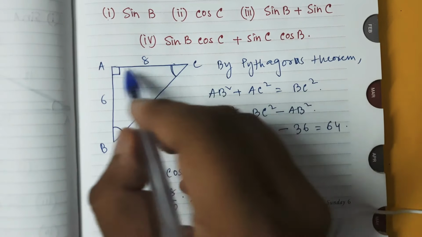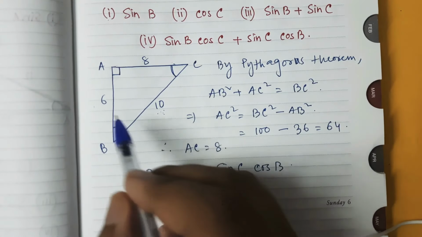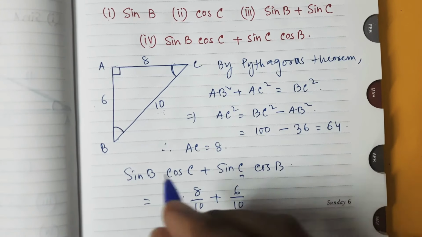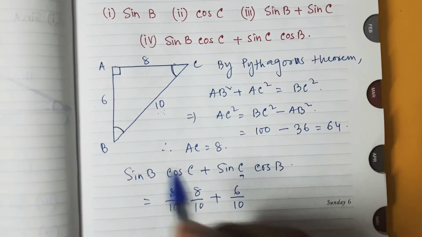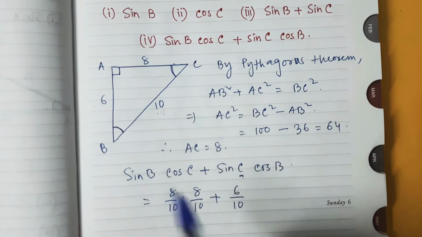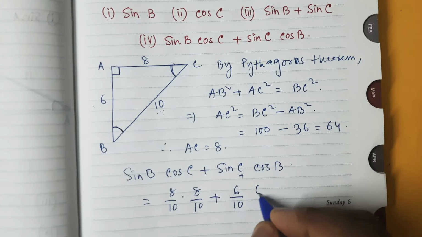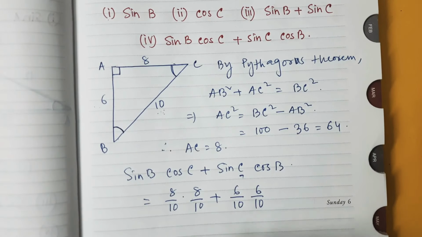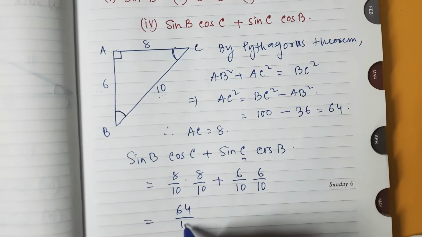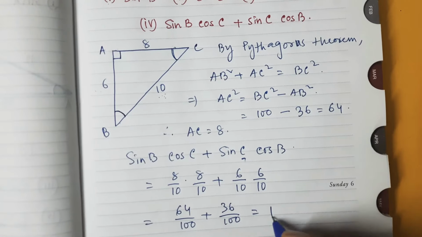So this is the angle, this is the base, this is the perpendicular, this is the hypotenuse. So perpendicular by hypotenuse, it will be 6 by 10. And cos B, the angle they are considering, that's why this is the angle, that means this is the base, this is the perpendicular. So what is the formula of cos B? Base by hypotenuse, so 6 by 10 again. So if you just calculate, it will be 64 by 100 plus 36 by 100. So the answer will be 1.